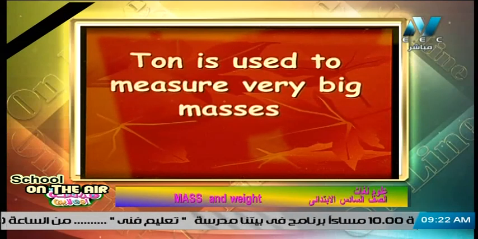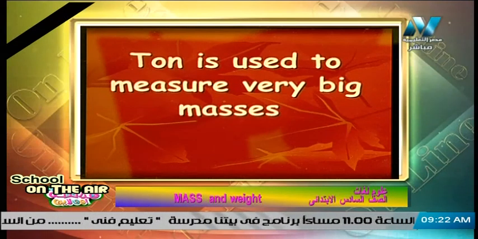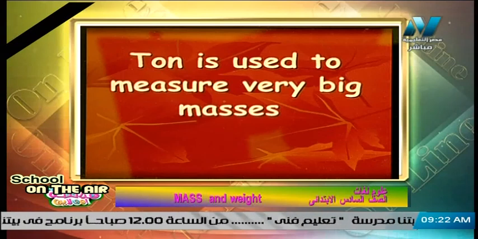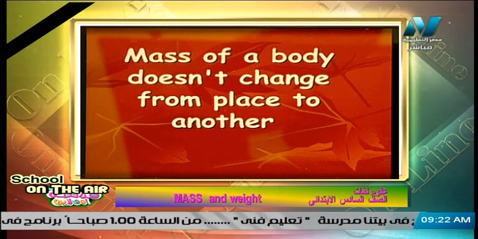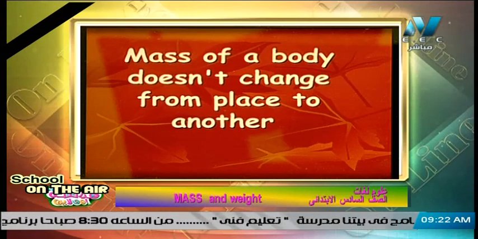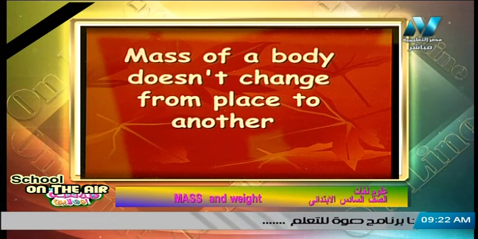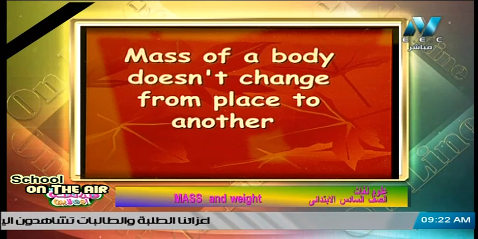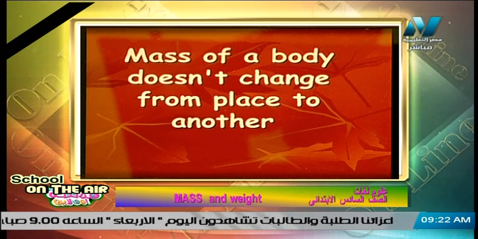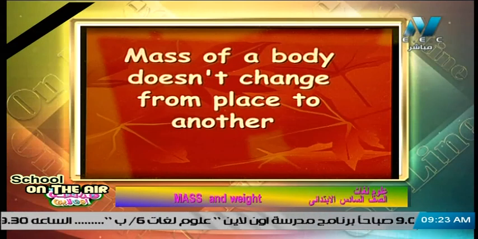Ton is used to measure very big masses, such as the mass of a buffalo, an elephant, or cars. 1 ton. Mass of a body doesn't change from place to place, and it's a very important point. Your mass doesn't change. If you wanted to leave the earth and live on Jupiter, your mass doesn't change. If you go to the moon, your mass doesn't change. Mass doesn't change by changing places.